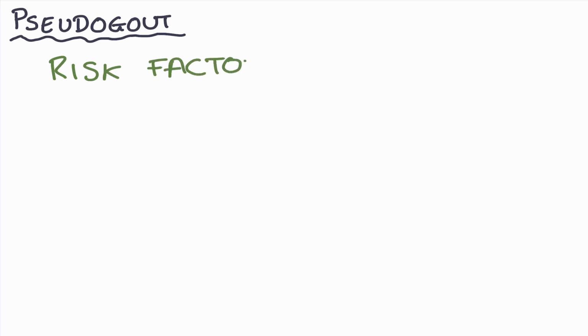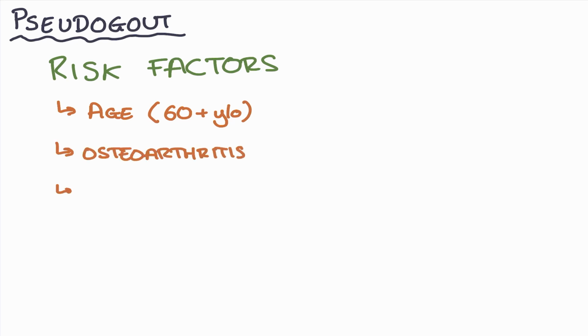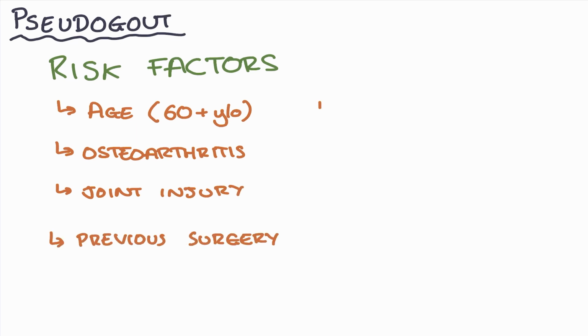Risk factors for developing pseudogout include age. Typically, pseudogout presents in patients older than 60 years old, osteoarthritis, previous joint injury, and previous surgery. In those under 60 years old who are suffering with pseudogout, metabolic conditions are more likely to be the underlying precipitant.